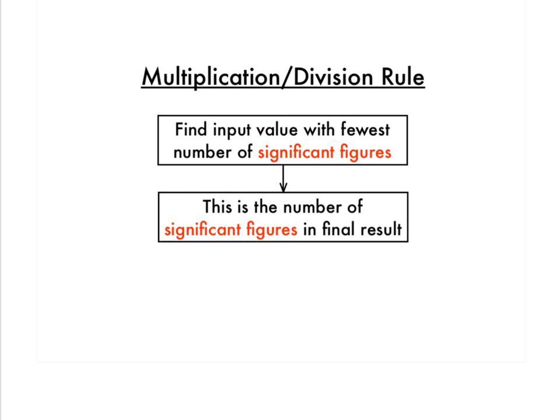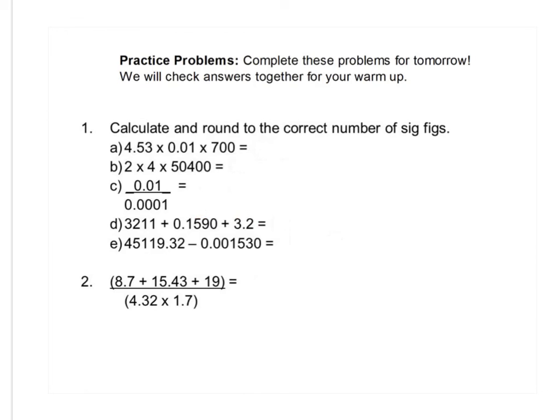Multiplication and division is a little more simple than addition and subtraction. You just, whatever number has the fewest number of significant figures, that's what you round your answer to. Okay, so these practice problems you need to put in your notes, and tomorrow we're going to go over, check your answers and go over them for the warm-up.